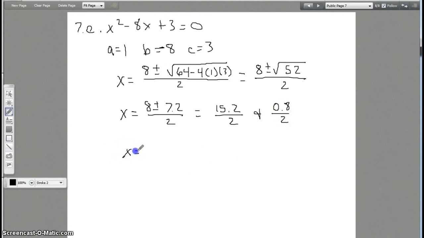So now we need to calculate these values. 15.2 divided by 2 is going to give us 7.6. 0.8 divided by 2 is going to give us 0.4. So 7.6 and 0.4 are the two values for number 7, part E. So in our part 3 video, we'll work through numbers 8, 9, and 10. This was number 7.